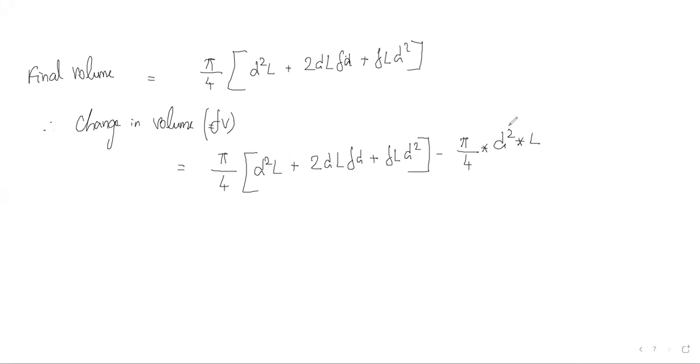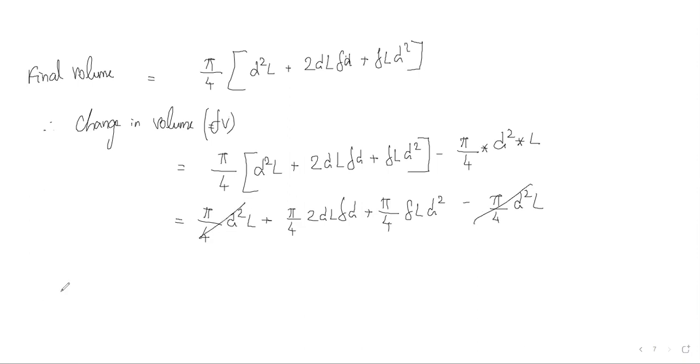Now here if I modify, multiplying this pi by 4 with d squared L plus pi by 4 into 2dl into del d plus pi by 4 into del L d squared minus pi by 4 into d squared L. So these two terms get cancelled. Okay, so the remaining term is pi by 4 into 2dl del d plus del L d squared. So this is the change in volume.